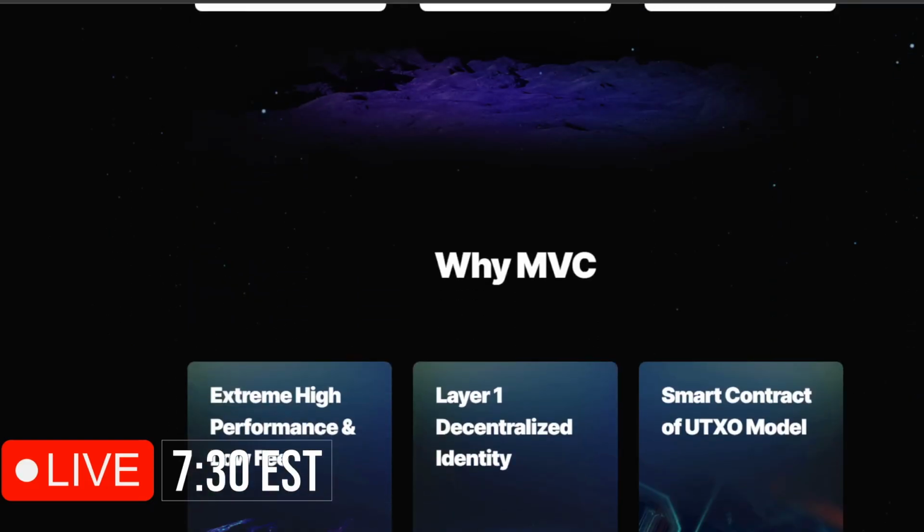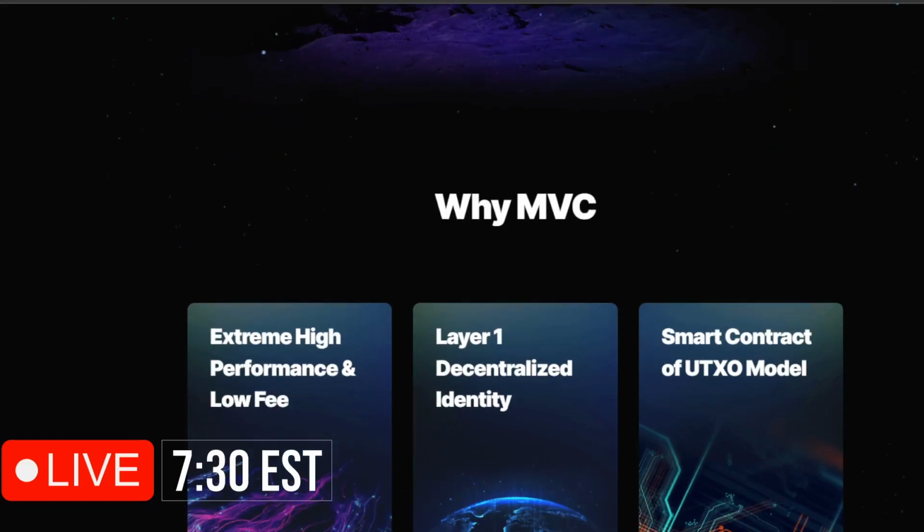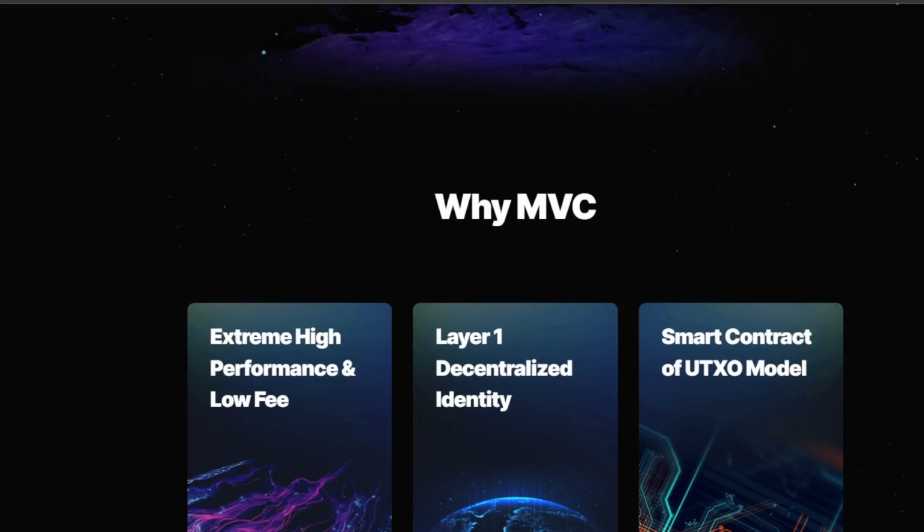Why MVC? High performance, low fees. That's very important: low fees. Layer 1 decentralized identity. So it is a layer 1, and it boasts itself on decentralization and keeping in tune with what blockchain has to offer with regards to privacy and all that kind of stuff. Decentralization is one of the value propositions behind blockchain in general.